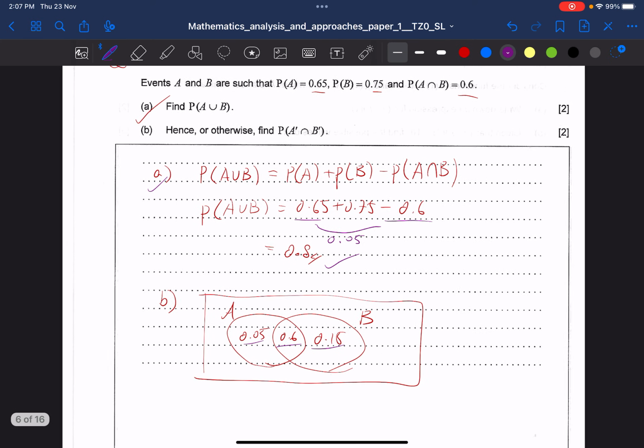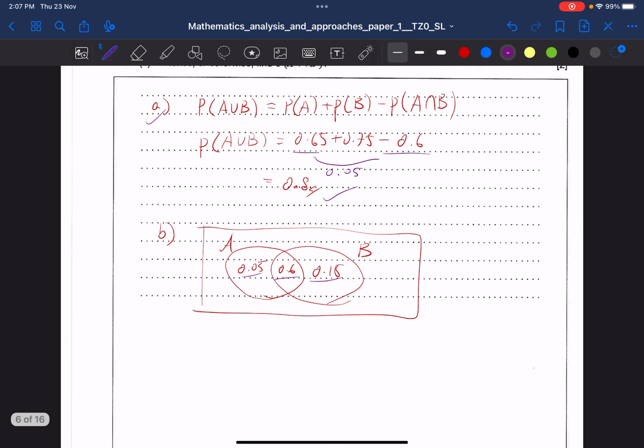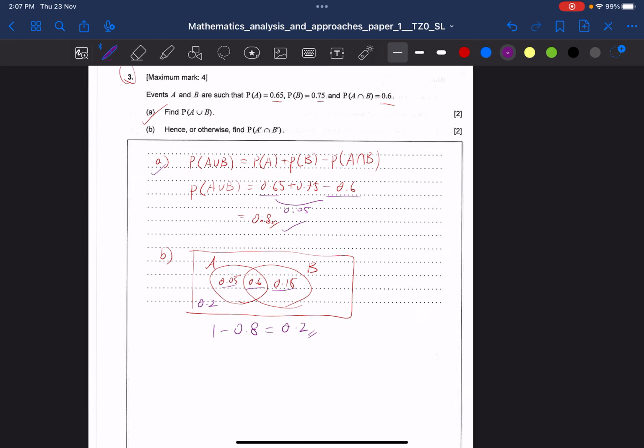And then A prime and B prime. So basically the outside, right? So inside is 0.8, I think outside is 0.2, because 1 minus the thing inside gives the thing that you got outside here. So I think that's basically it.